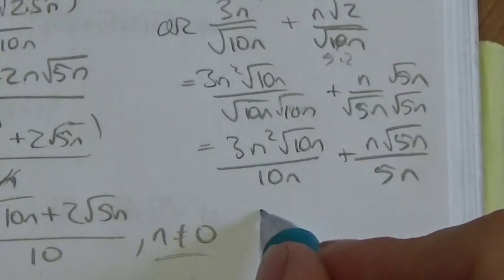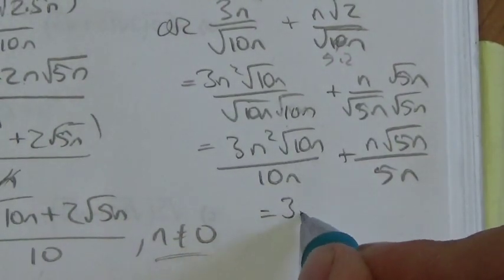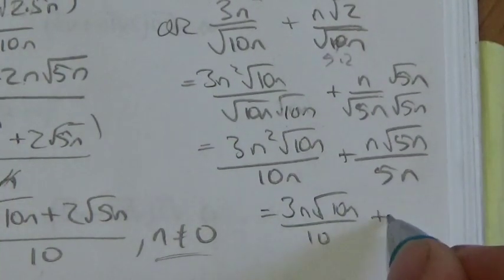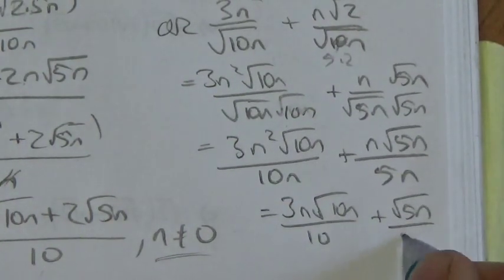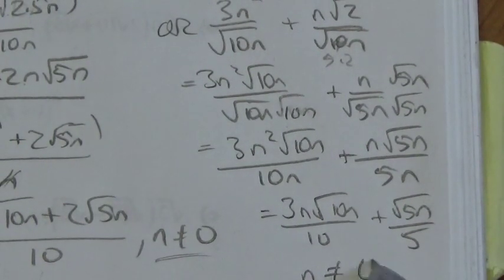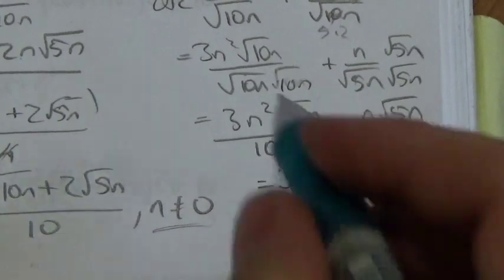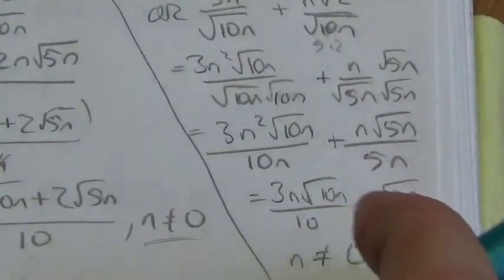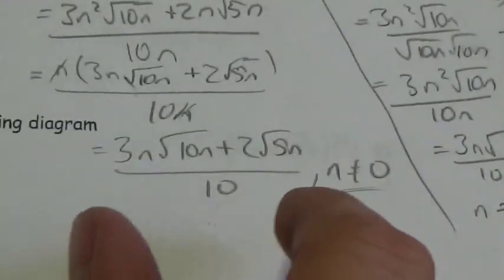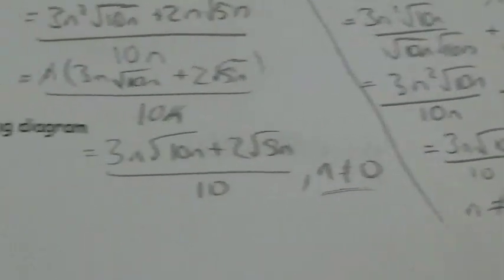Now I can cancel the n's, and so this becomes 3n root 10n over 10 plus root 5n over 5. And again, I'd have to say as long as n does not equal 0. So either one of those answers would be considered correct. They do look different, but they would be algebraically the same.